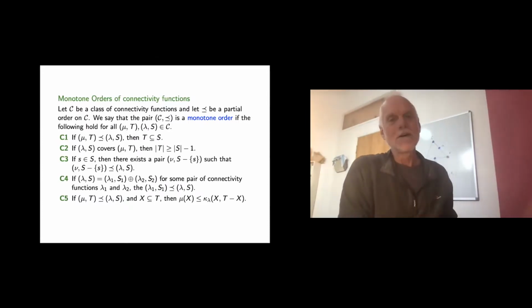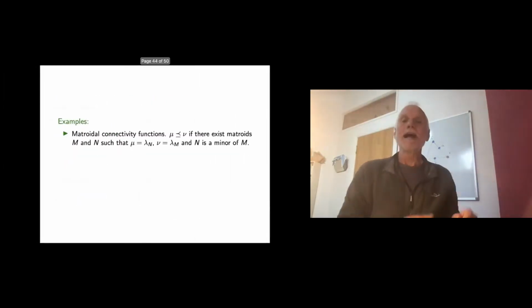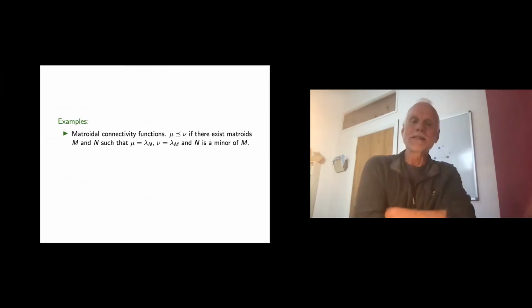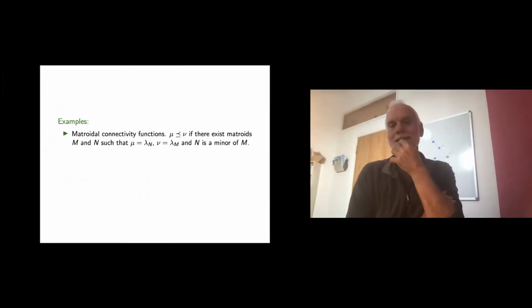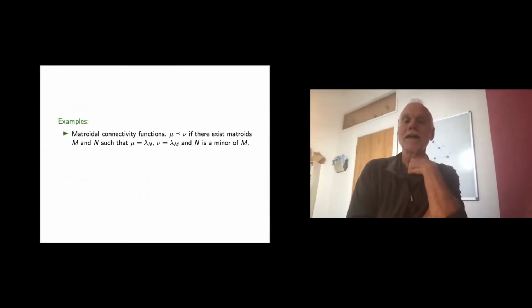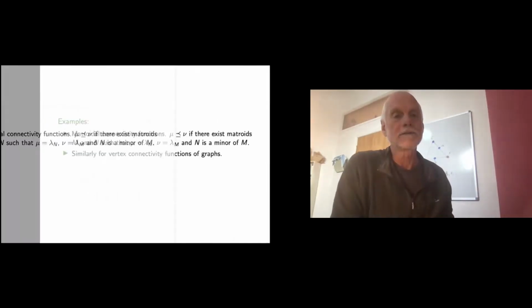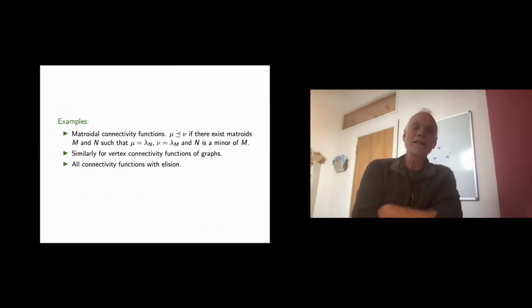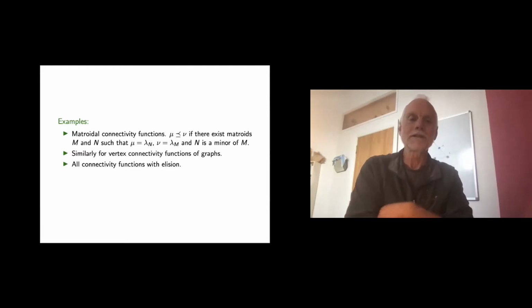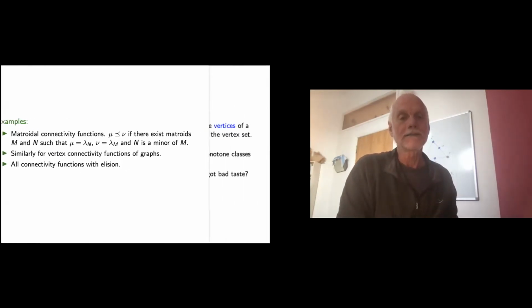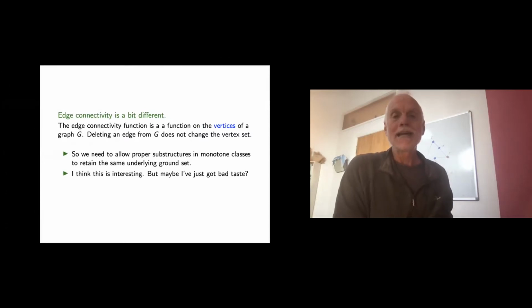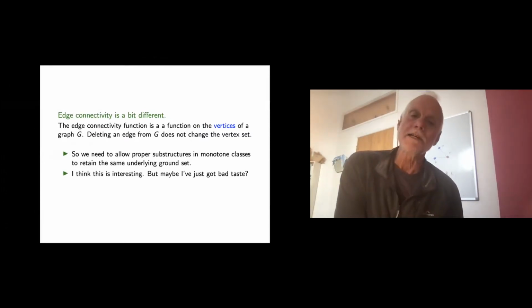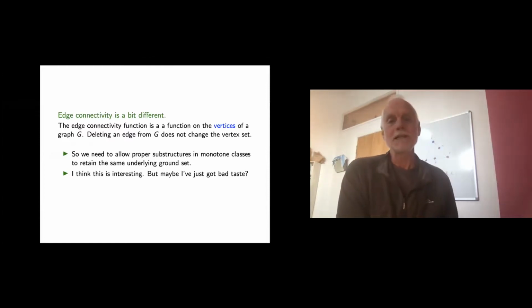And then one asks, okay, and let's quickly whiz through some examples, because all of the natural examples give us monotone orders. Matroidal connectivity functions, if I tell you that it's just that if the matroids are minors, then that gives me a monotone order. Similar for vertex connectivity functions of graphs. All connectivity functions with a lesion clearly give me a monotone order on the whole class of things. And edge connectivity functions also give me a monotone order, but I mentioned it before.